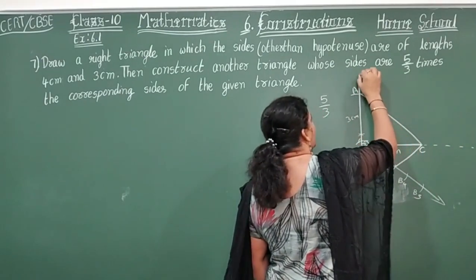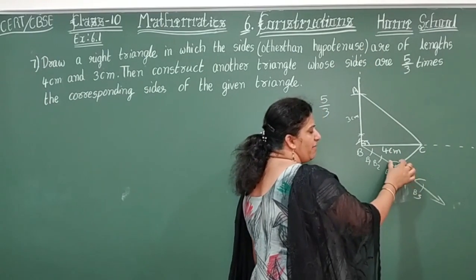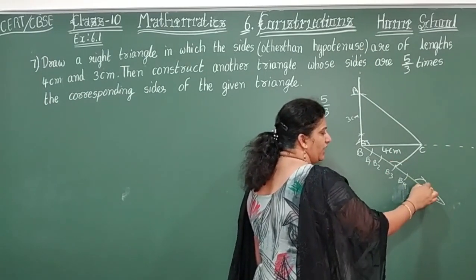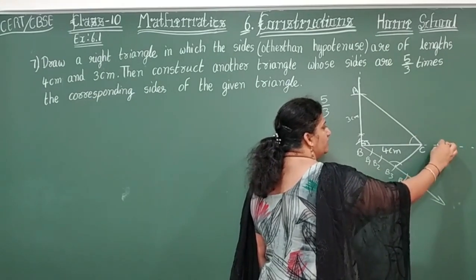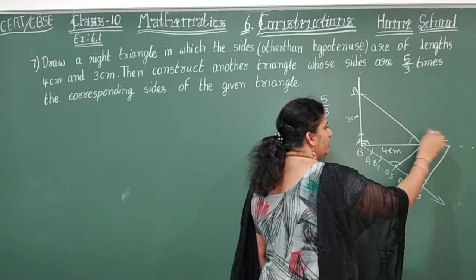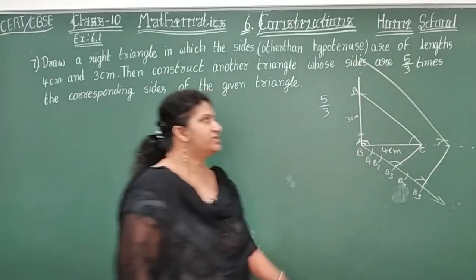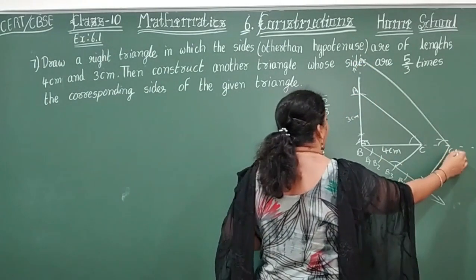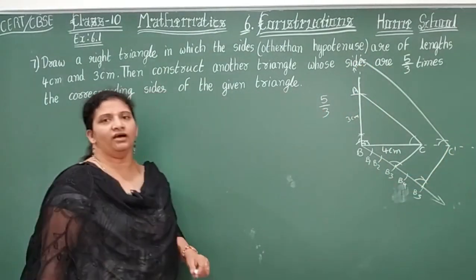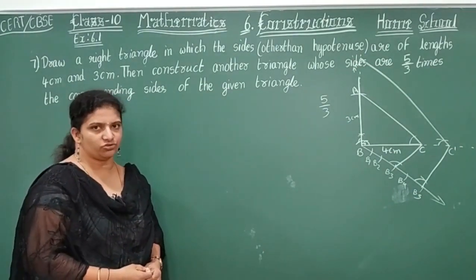Extend your line here. So now again arc, measure, cut, extend. Then again arc, measure, cut, extend. So this is the new triangle. What is the new triangle here? A dash, B, C dash is the required similar triangle in the ratio 5:3.